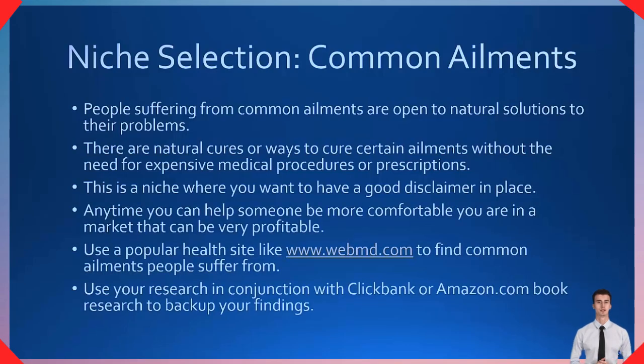So webmd.com is where you can go. And then you could also use your research in conjunction with ClickBank or Amazon book research to back up your findings. So if you start out going to webmd.com, you find a bunch of ailments, and then you want to cross-check it, reference it, and say, hey, I want to look at ClickBank to see if ClickBank products are selling there.